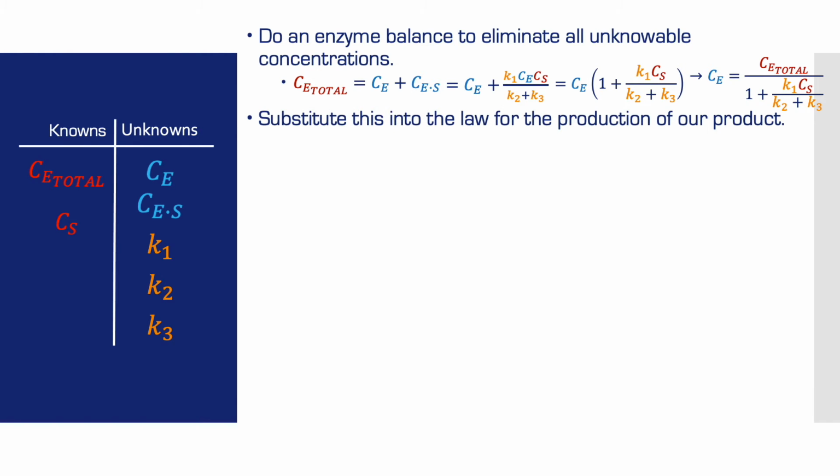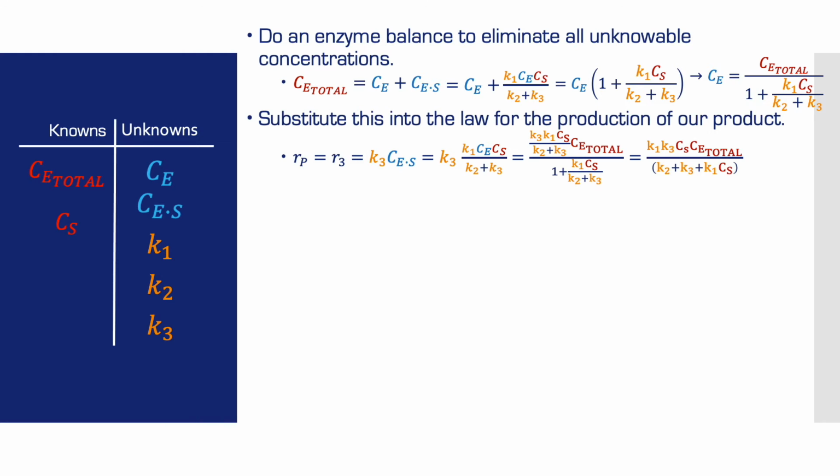Next, substitute this into the law for the production of our product. Rp is equal to R3, which is equal to K3 times the concentration of the enzyme-substrate complex after substituting the same value for CES as before and after substituting in the value for the unknown CE that we found in the last step. We can get the rate of the production of our product all in the known concentrations and reaction constants, or K1, K3, Cs, Ce total all over K2 plus K3 plus K1 times Cs.